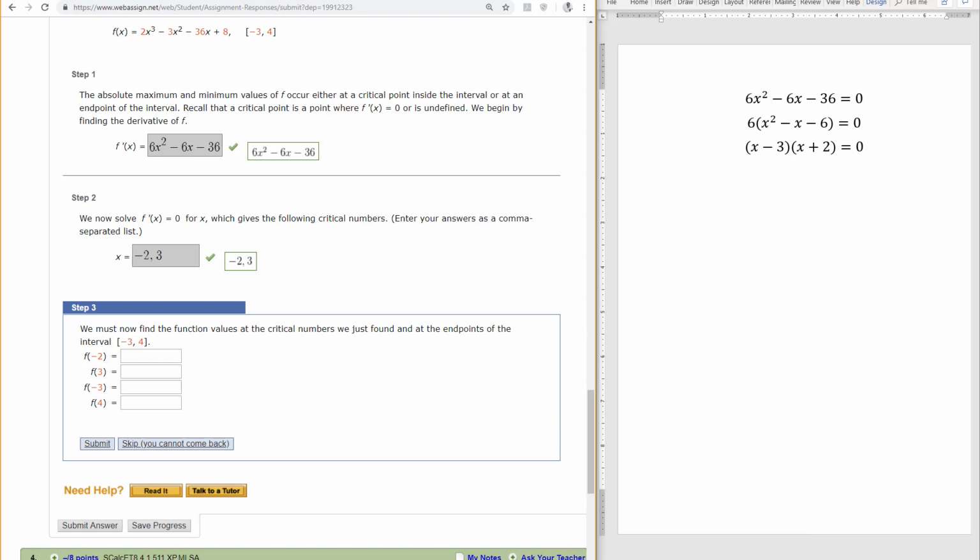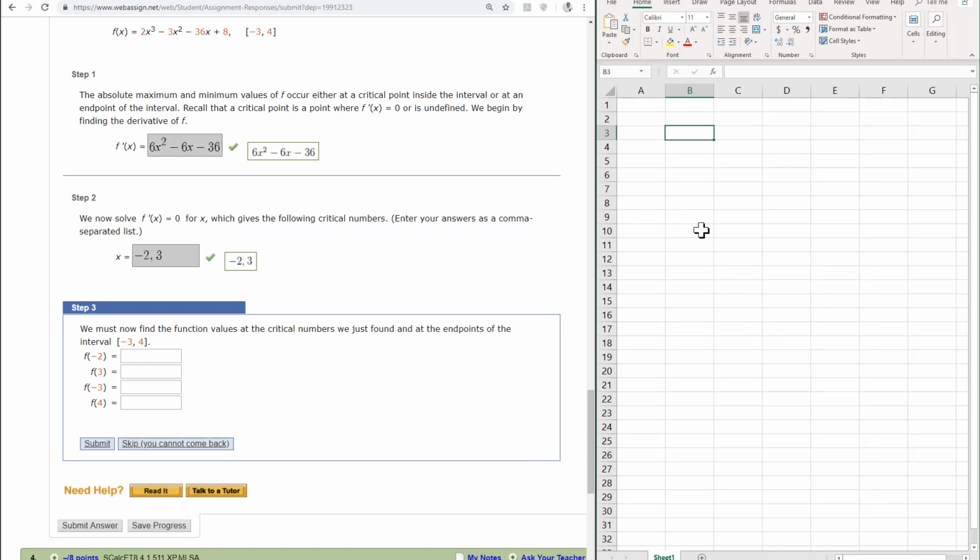For that, I had my spreadsheet ready, and I'm going to use Excel or something like Excel. I'm going to put the x values in and the f of x values. The x values that we want to put in are -2, 3, -3, and 4. This is where we get to take advantage of the functions in Excel. It's 2 times x cubed, and our x here in this case is -2 for the first one.